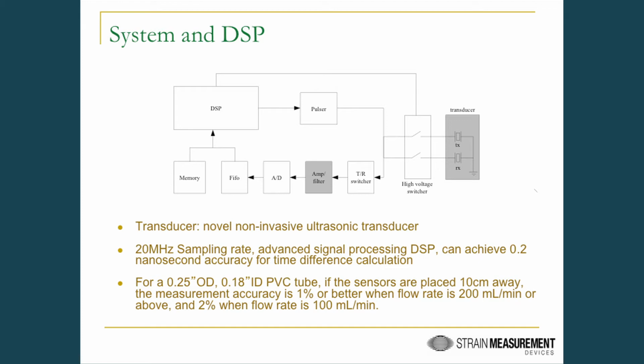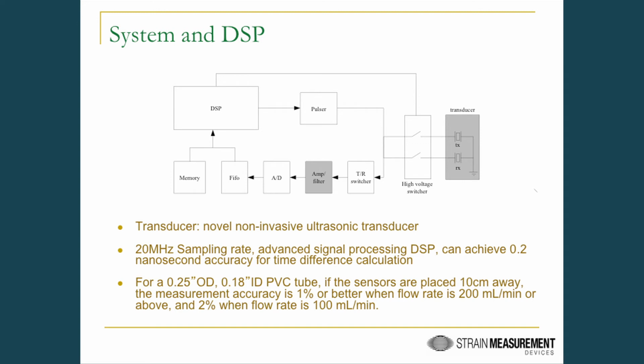And just a quick couple of numbers here. We say on this slide we can achieve a 0.2 nanosecond time accuracy measurement. We've now gotten significantly better than that, and the numbers on this slide, which this presentation was first written about 7 months ago, we're able to achieve much better numbers. But at the time we said for a 1/4 inch OD tube, which had a 0.18 inch ID, with the transducers about 4 inches or 10 centimeters apart, the measurement accuracy is 1% at 200 ml per minute, 2% at 100 ml per minute.